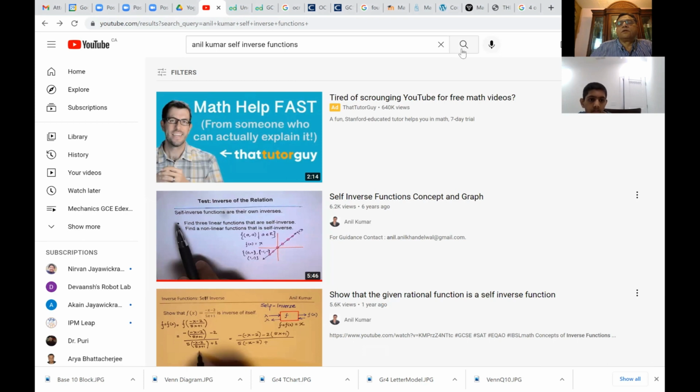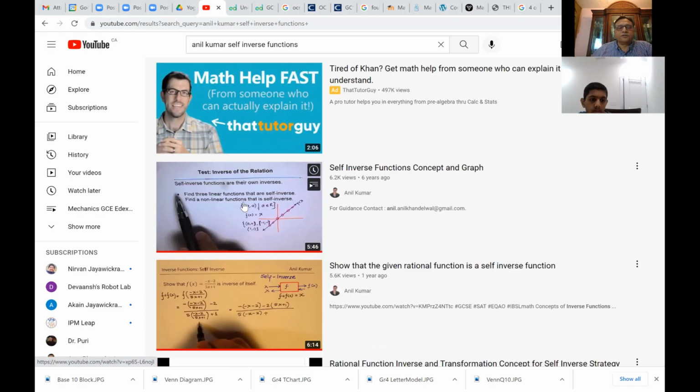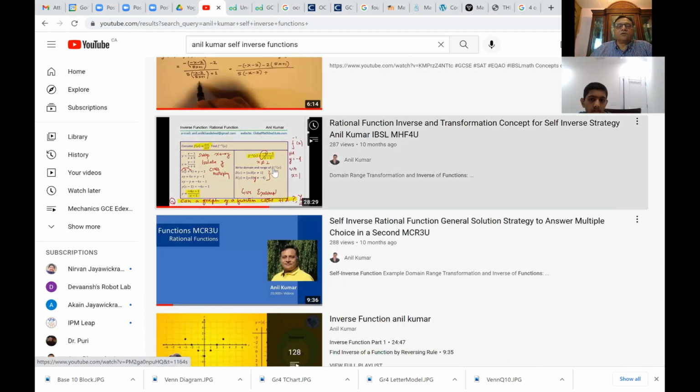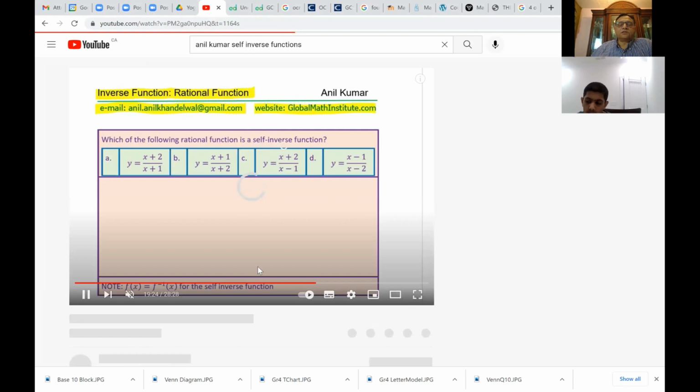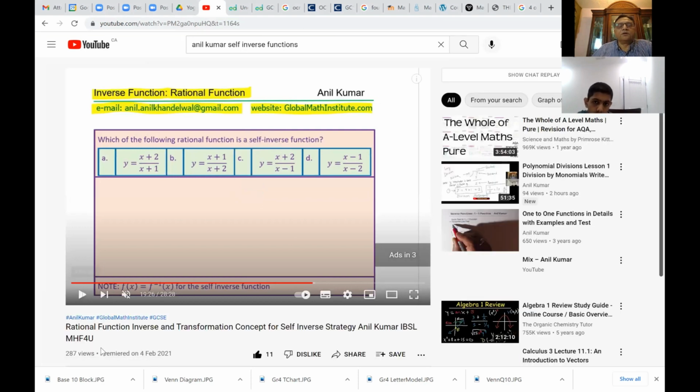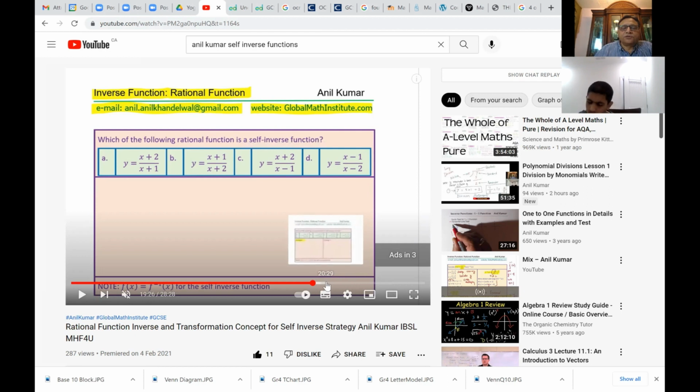Don't worry. When you search Anil Kumar's self-inverse functions, you see many functions, and this is the one which I was showing you. So let's look into this now. I've stopped the video from running, and we'll figure this out. So the first one you found is not a self-inverse, correct? You can try and you'll figure it out. But see the technique which has been used here.